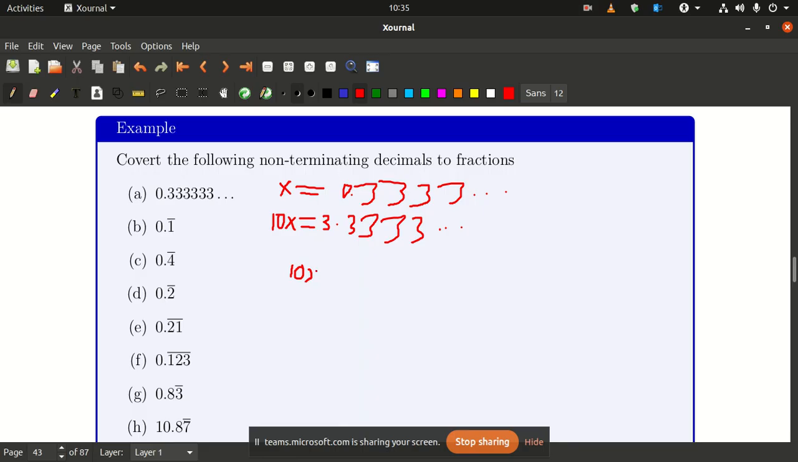The next thing that we do, we say 10x minus x, taking the big minus the small. What I want you to realize is this: even if you say x minus 10x, the answer is still going to be the same, but I just don't want you to deal with the negative numbers. That's why I'm saying just take the big minus the small.